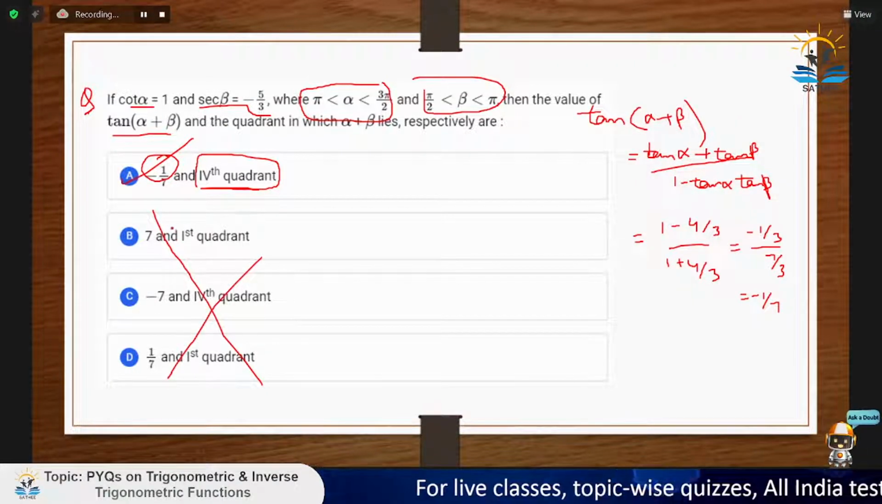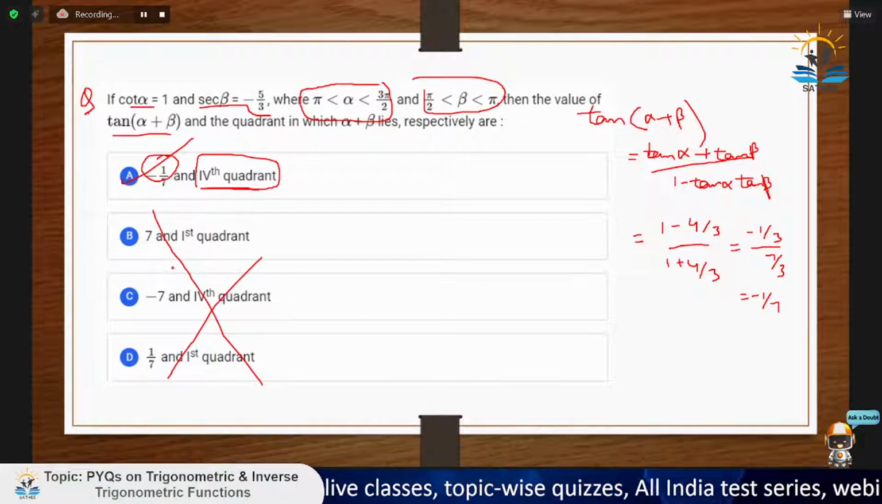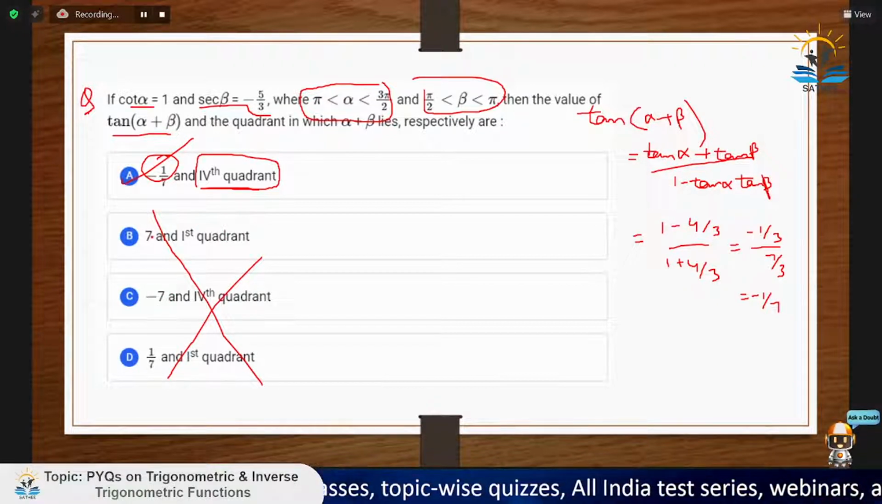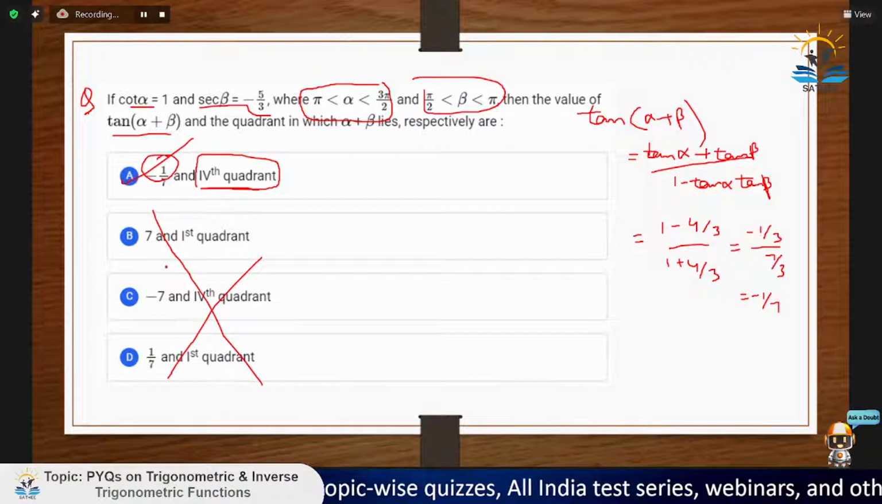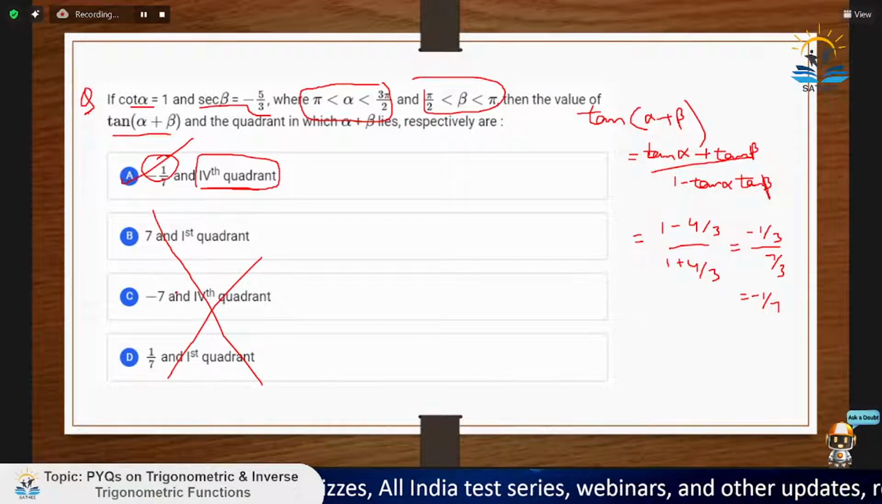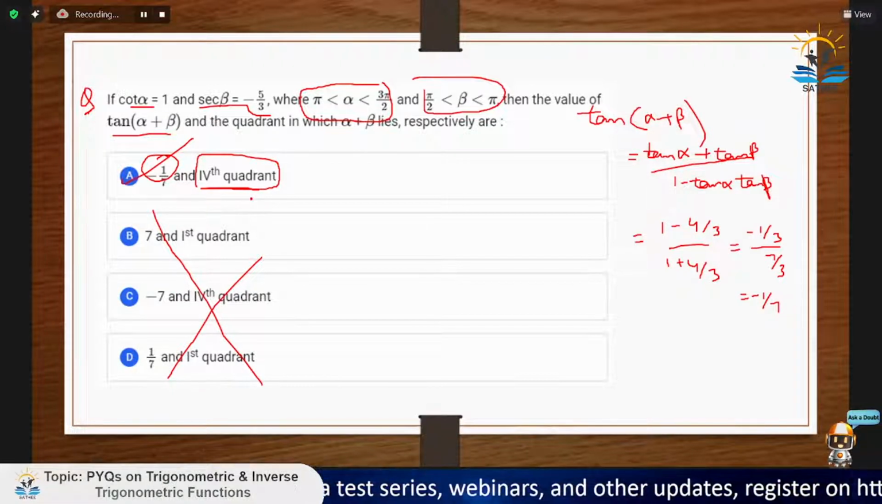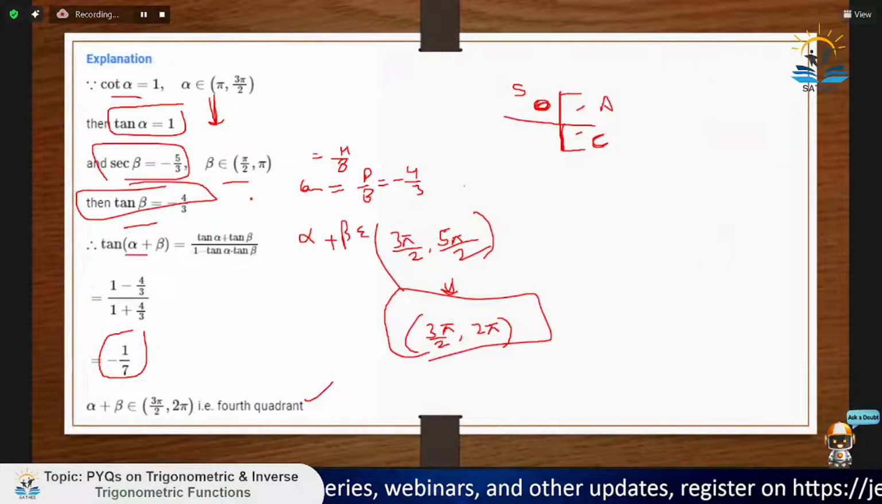Okay, and what students generally tend to do, they see 7 and -7, so they think either one of these would be correct because only a negative sign is different. So they take a chance between these two, but this is not the case every time. This can also be true. So this was one of the cases. Now moving ahead to next question.